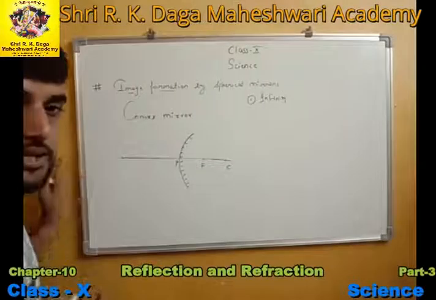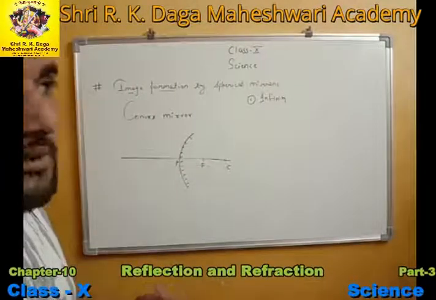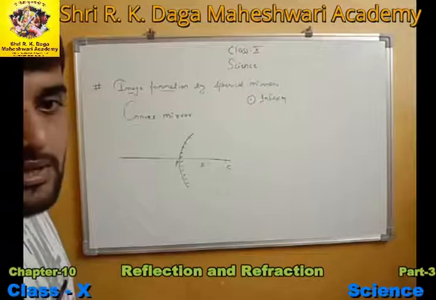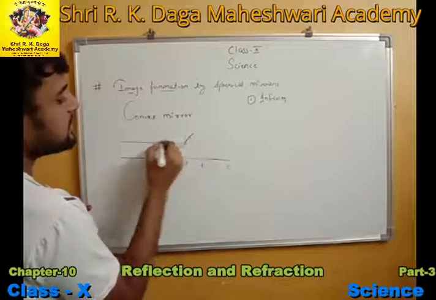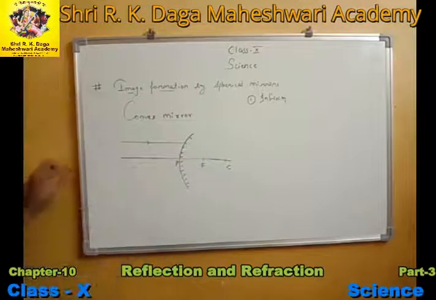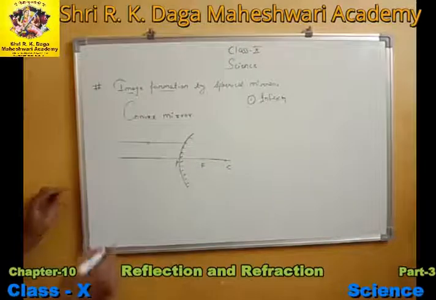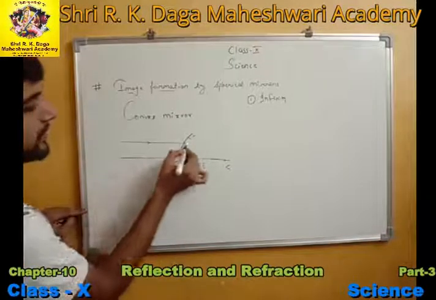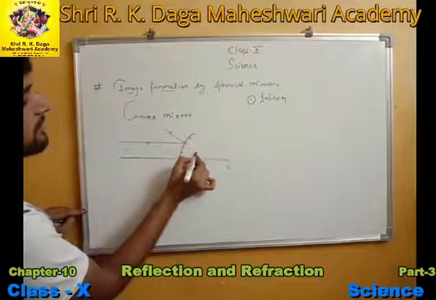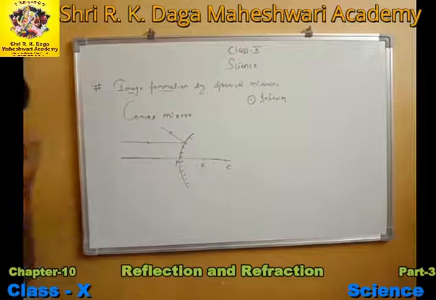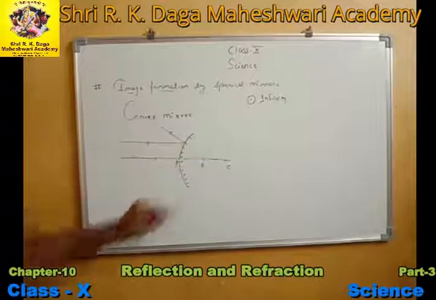Okay, suppose our object is at infinity, and we have already discussed that when the object is at infinity, the parallel rays will be incident on the mirror, right? So let us consider that there is an object at infinity and the light rays coming from it are parallel to the principal axis. What will happen after reflection? It will get reflected like this, and on extending back this ray, we will see that this ray appears to be coming from the focus, right?